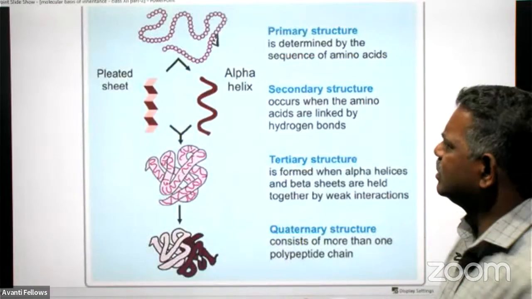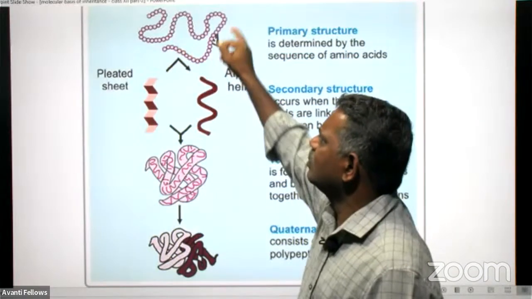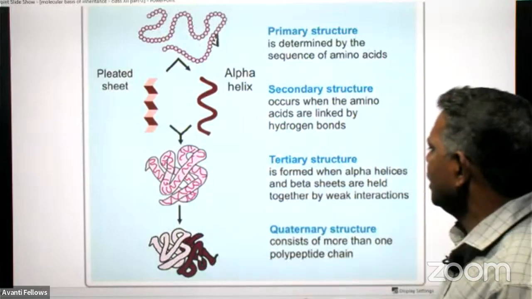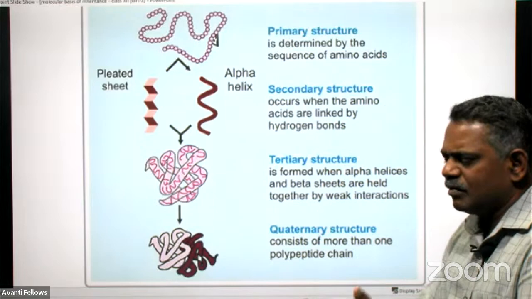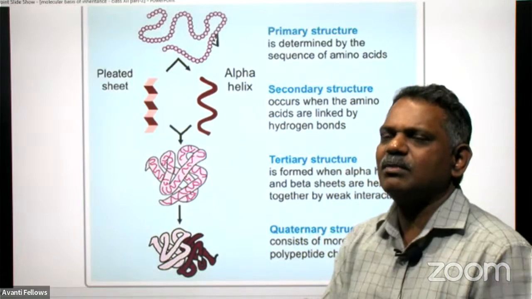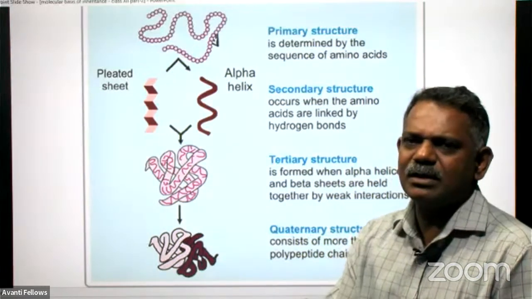Then they go for coiling. The primary structure is just a round one. Amino acids only go for coiling and get the secondary structure, tertiary structure, and quaternary structure. Whenever a particular amino acid, some are having a positive charge, some are having a negative charge, and electrostatic force of attraction.